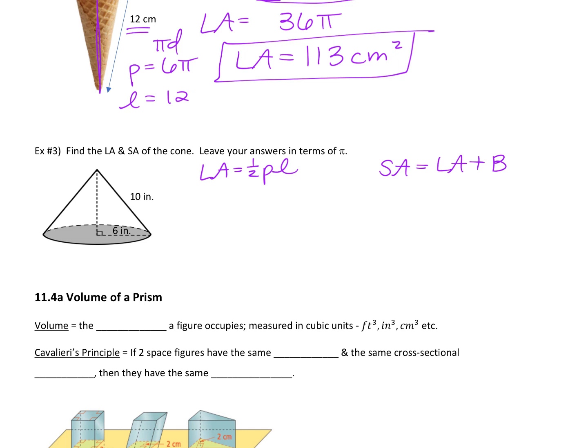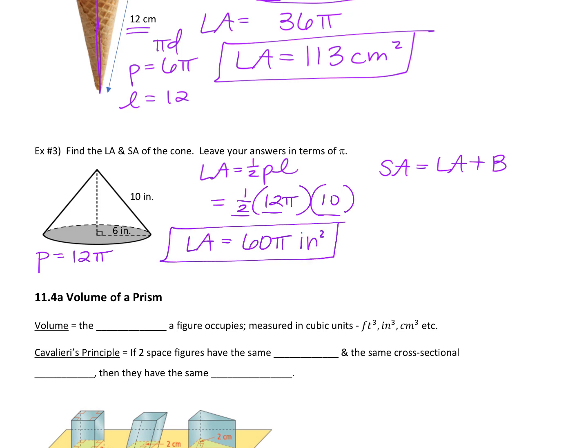60 pi square inches. What's your surface area? 96 pi inches squared. Okay, so here it is, 1/2. What is the perimeter of the base? 12 pi. Pi times the diameter, right? 12 pi. What's your slant height? 10. So you get a lateral area, 1/2 times 12 times 10 is 60. Then attach your pi. Don't square pi. What is it? Inches squared, right? Square your units, not your pies.